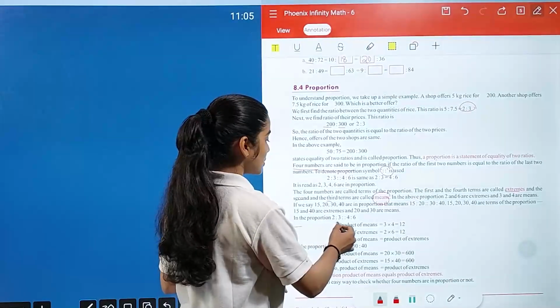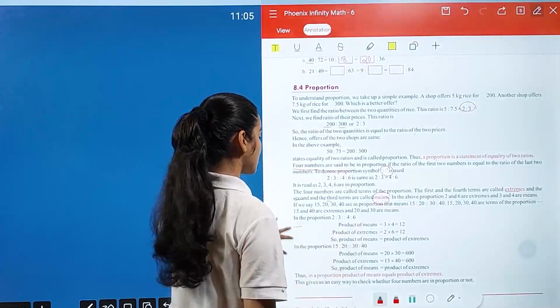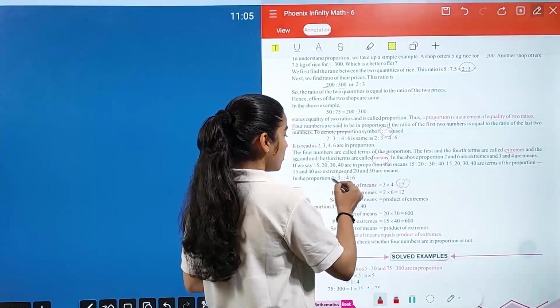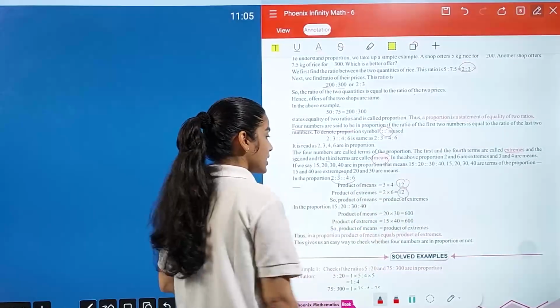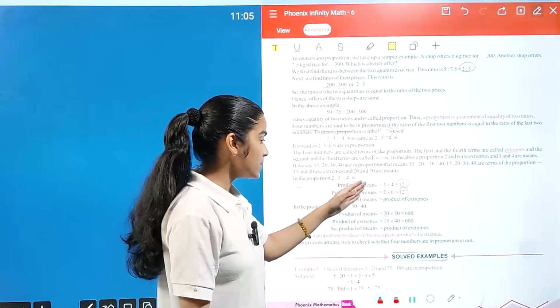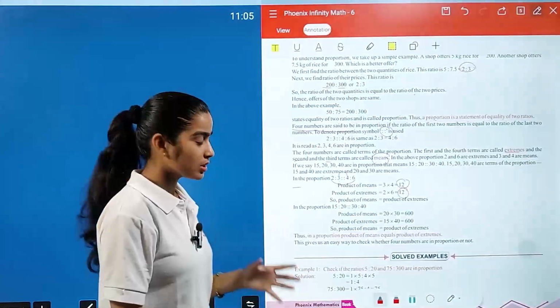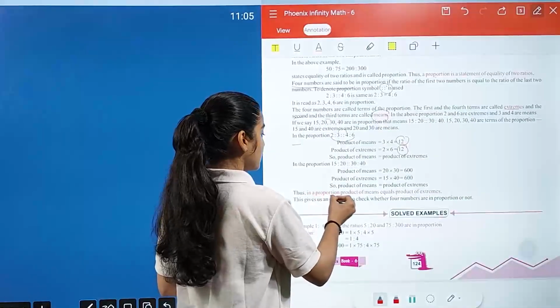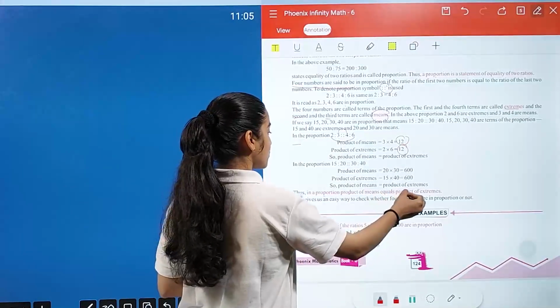So in the proportion 2 is to 3 proportionate to 4 is to 6, the product of means 3 multiplied by 4 is 12, and 2 multiplied by 6 is 12. So how can we conclude whether this is proportionate or not? If these two values, the product of means and the product of extremes, are equal to each other, then the values are proportionate to each other. Thus in a proportion, the product of means equals the product of extremes.